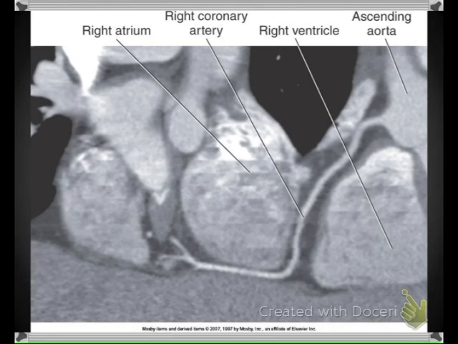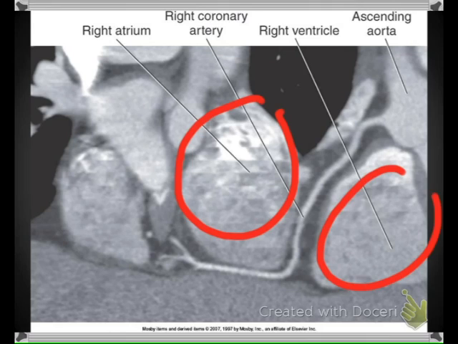Perhaps this is the best image of the coronary arteries that we can acquire using CT because it lays it out very well. Notice that we don't have any bifurcation here or anything. It really is just the right coronary artery. So we have the right atrium here and the right ventricle here. And going in between, we have the right coronary artery.